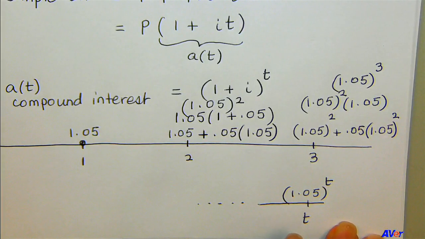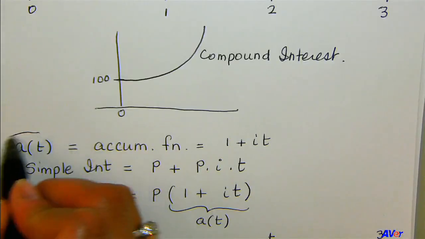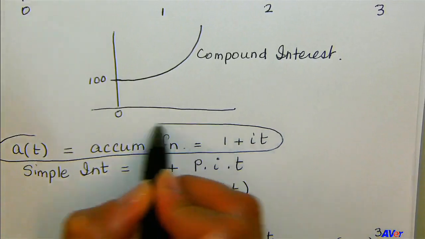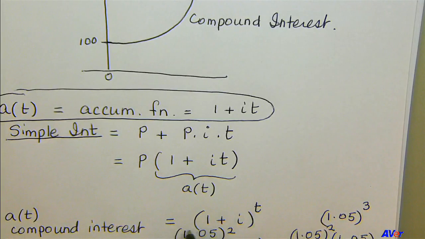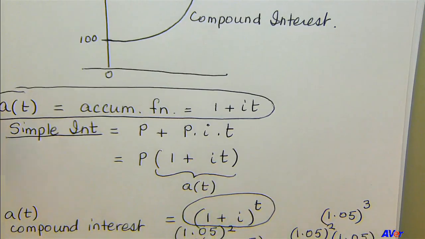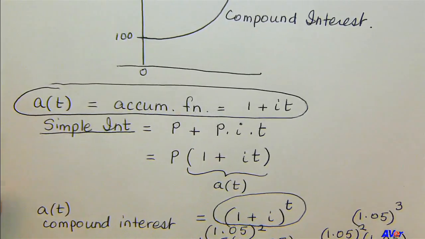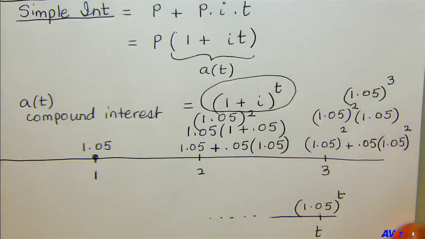Do you have any questions? So A of t equals 1 plus it for simple, and A of t equals 1 plus i to the t for compound. Stick it in your mind and hit enter. That's your basics, okay? That's your alphabet. Right now we're just building the alphabet. What is your question about anything I've said?